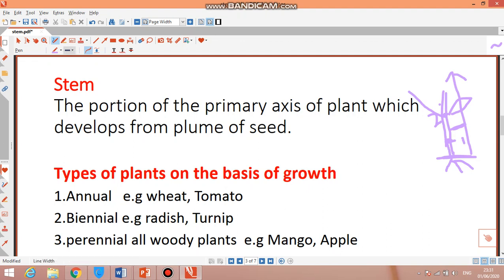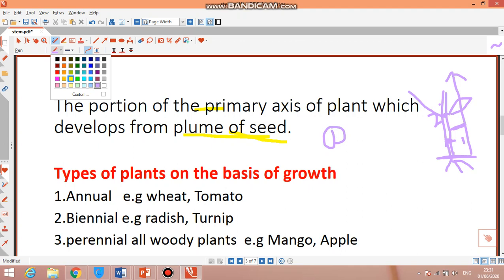So here is another thing, let me draw, for example, this is the plumule of seed. So what is a plumule of seed? As we have discussed in our previous lecture about the radicle of seed, for example, this is a seed, let's suppose, and here is a similar structure.